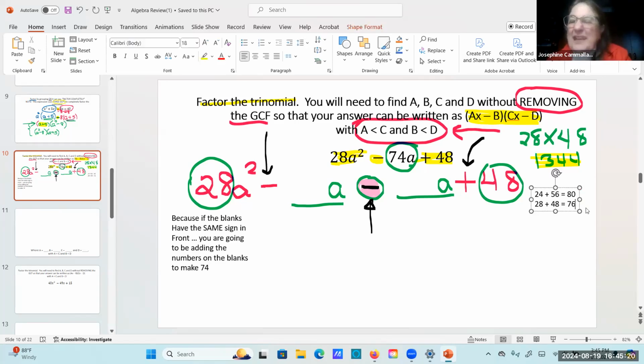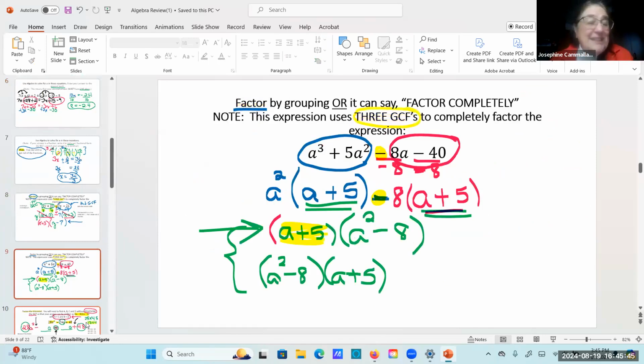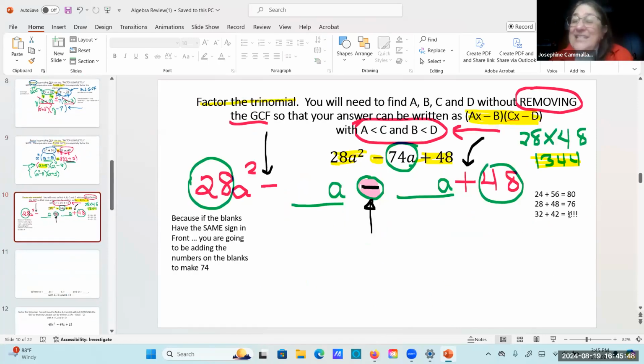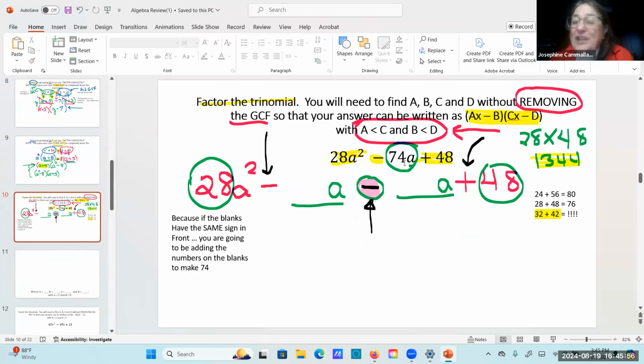Well, let's try 1,344 and divide by 32. So I have 32 plus 42. Bingo! I got 74. These two add to give me 74.